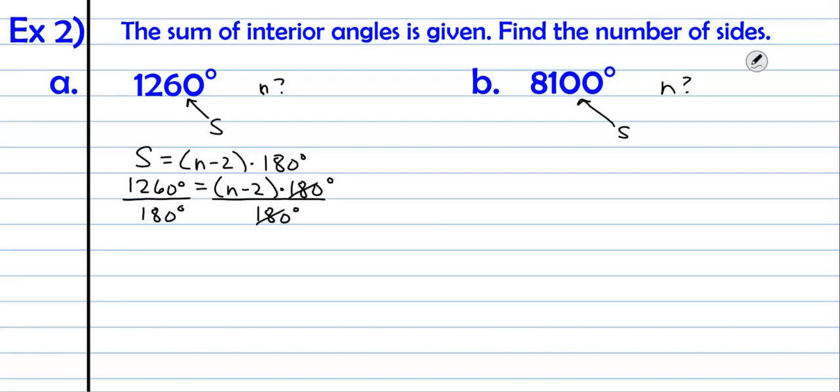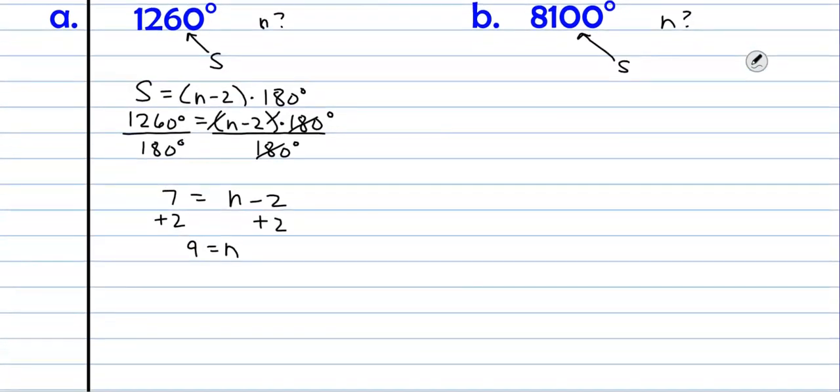What that will do, if we do 1260 divided by 180, we're going to get 7 equals n minus 2. Now we don't really need the parentheses anymore, so I'm just going to get rid of those. Pull down n minus 2. Our last step then to get n by itself is to add 2 to both sides. So we end up with 9 equals n. So the number of sides is 9. If you wanted to, or if it asked you to, you could write down what kind of polygon that is, and that would be a nonagon.